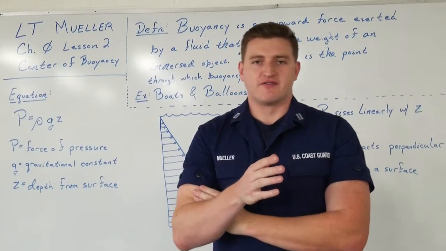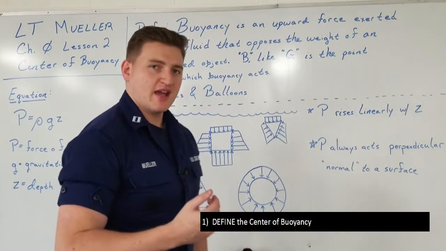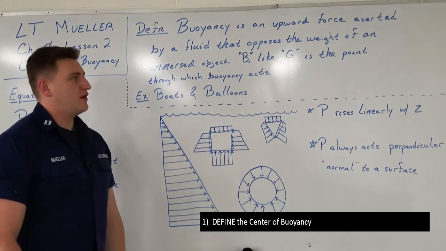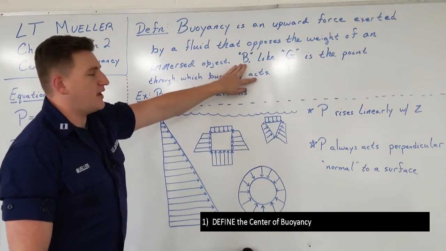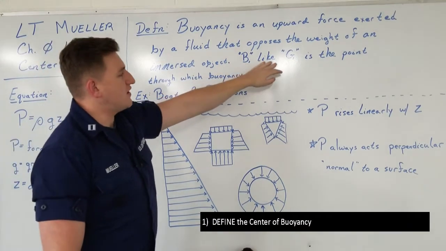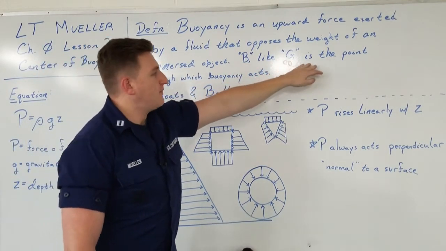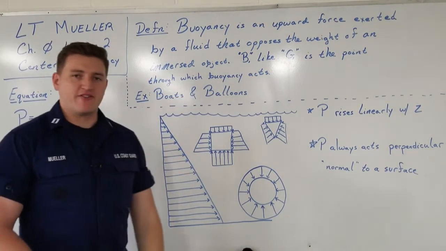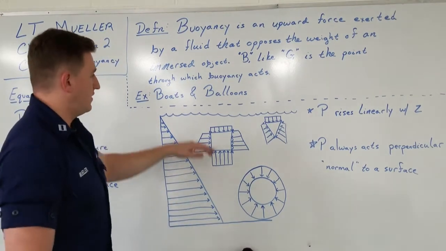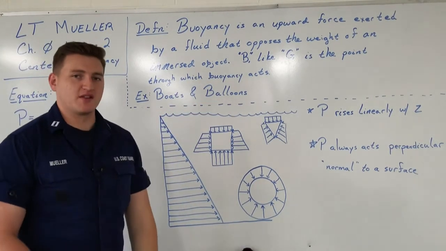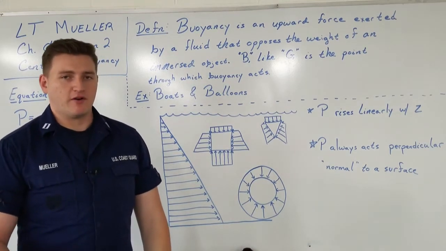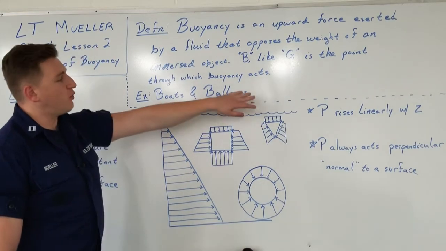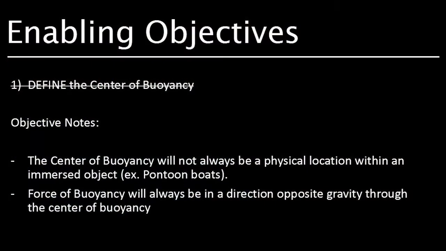So now that we've seen the objectives for this lesson, let's take a look at the definition of buoyancy and the center of buoyancy. Buoyancy itself is an upward force exerted by a fluid that opposes the weight of an immersed object. B, which is what we're going to call the center of buoyancy, just like G from the last lesson, the center of gravity, is the point through which buoyancy acts. An example of this is boats, which have a force of buoyancy that's caused by the water that they're immersed in, and balloons. Balloons have a force of buoyancy that's caused by the air around them. Air and water are both fluids, and a fluid always, by definition, exerts a force of buoyancy on whichever object is immersed.